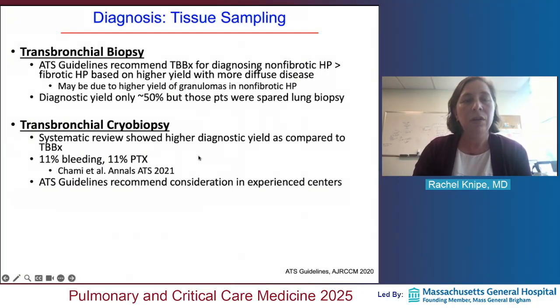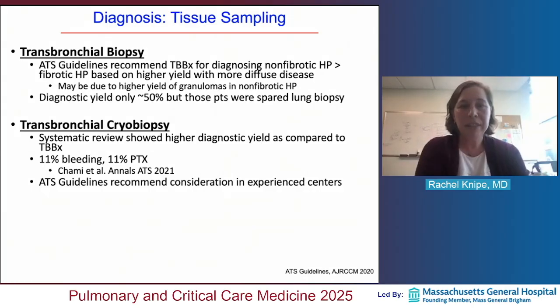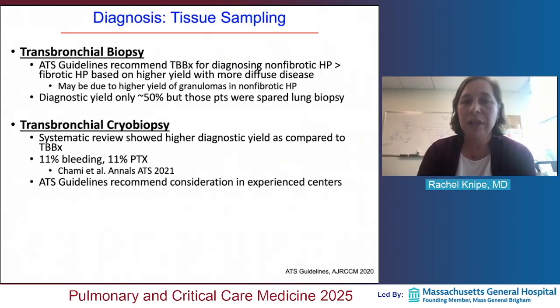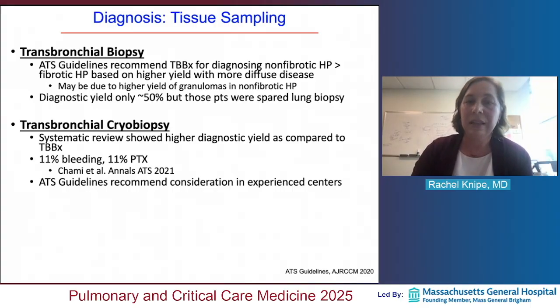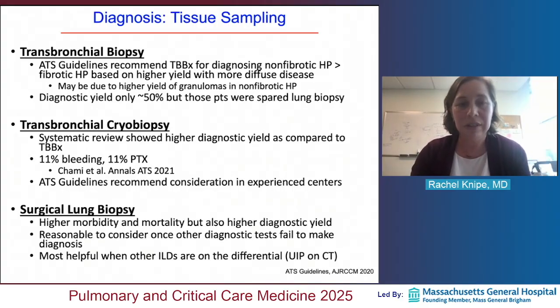You can also do a transbronchial cryobiopsy, which has been shown to have a higher diagnostic yield as compared to transbronchial biopsies, but carries with it a higher risk of complications, including bleeding and pneumothorax. So the ATS guidelines recommend consideration in experienced centers.